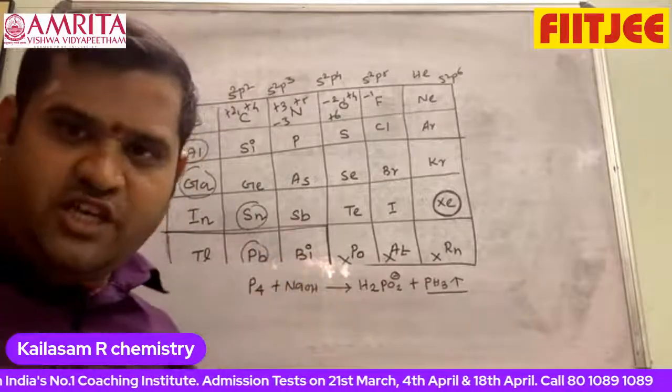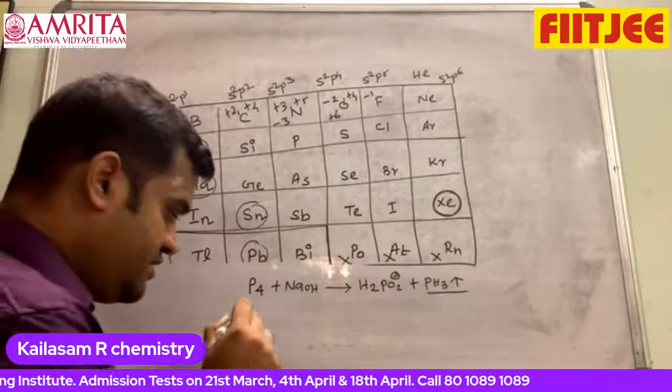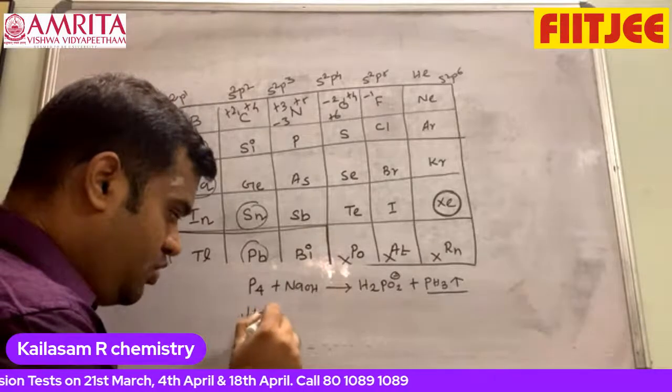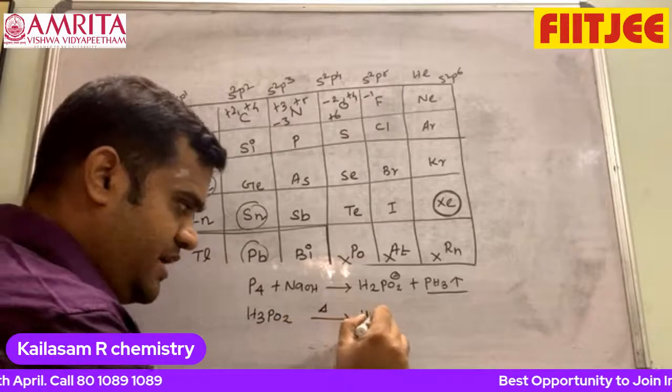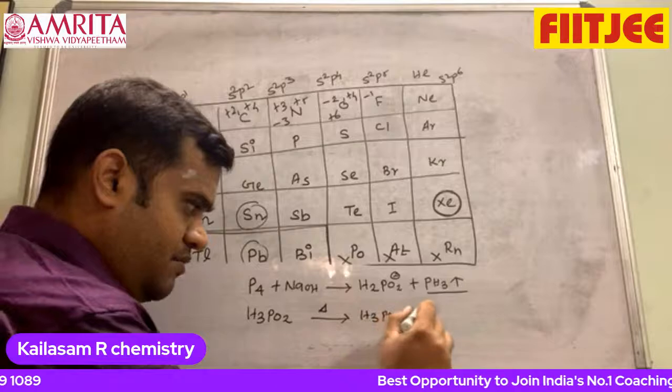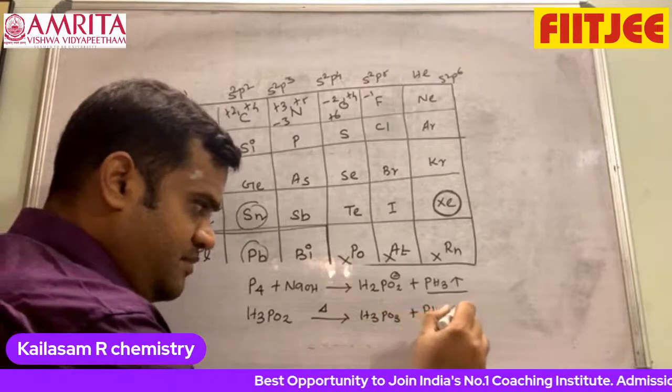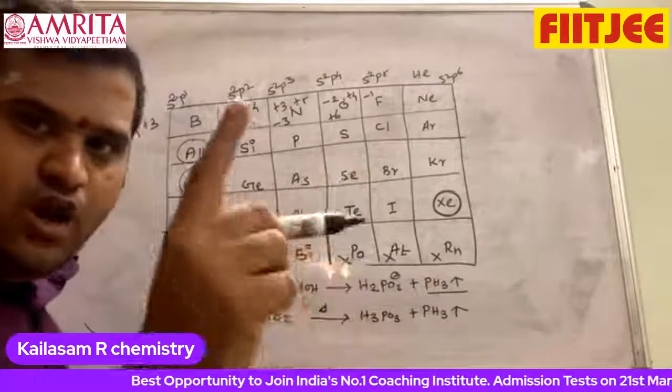P4 undergoes disproportionation. Even H3PO2 also undergoes it. It's a very good reducing agent. On heating, you may get H3PO3 plus what gas liberated? Again, phosphine gas liberated.